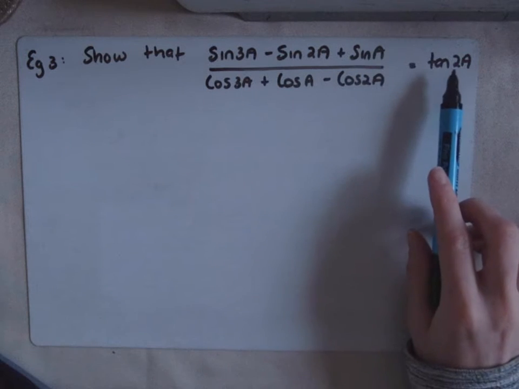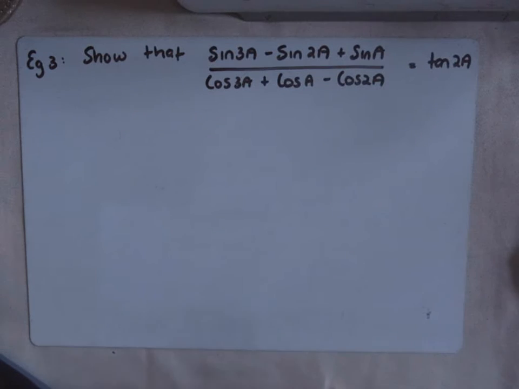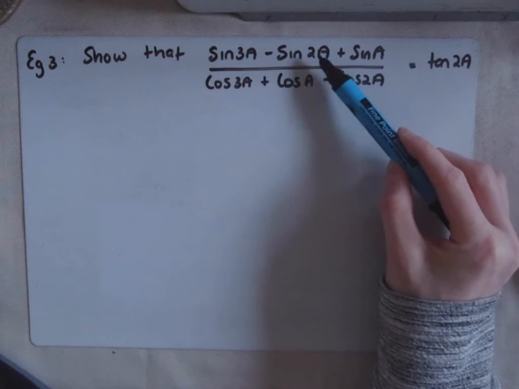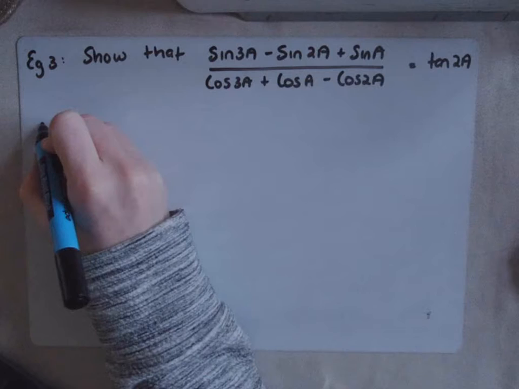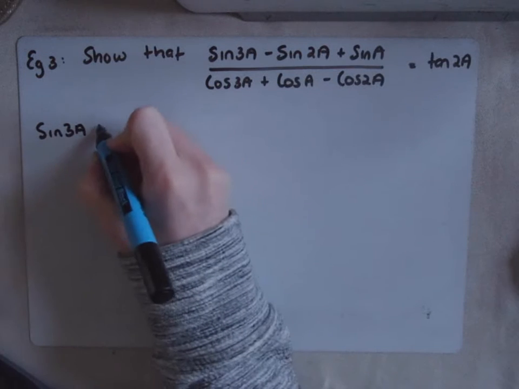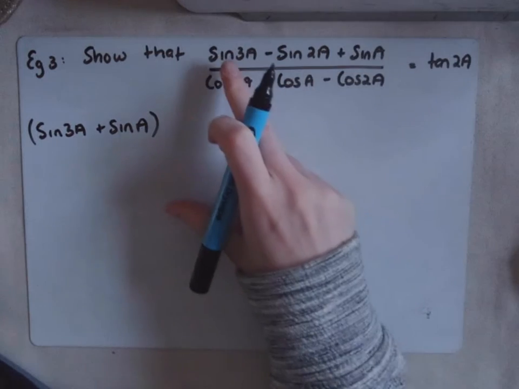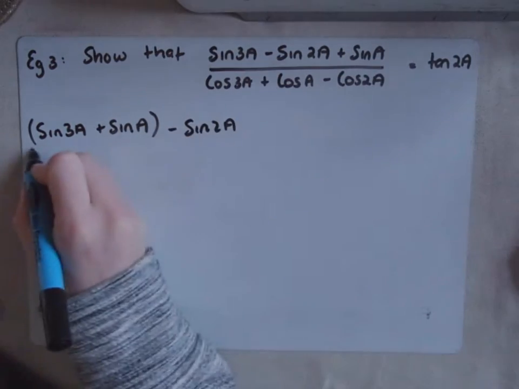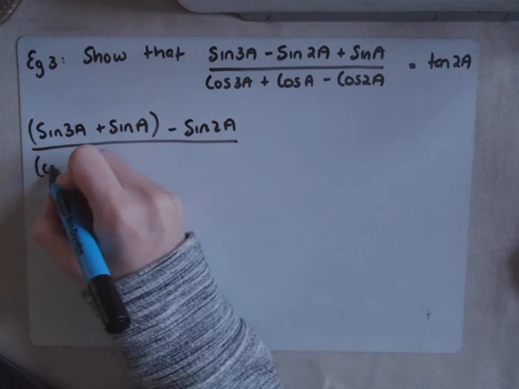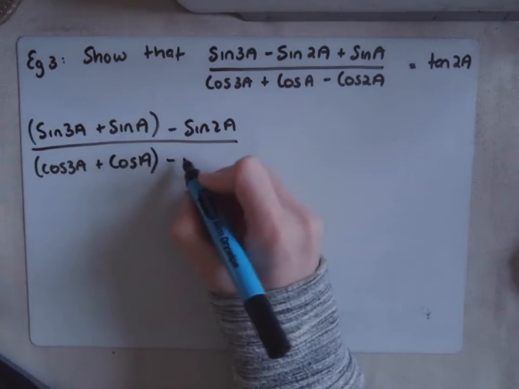Now I want to be left with tan 2a, which I know is sine 2a over cos 2a. So let's leave that sine 2a and the cos 2a there. What we're going to do is change it just slightly. All we're doing is rearranging to put the sine 3a and the sine a together, and the cos 3a and the cos a, which are already together, but that's what we're going to work with.